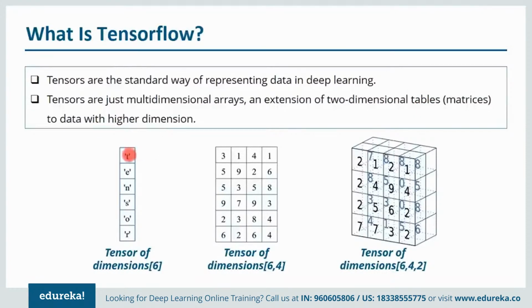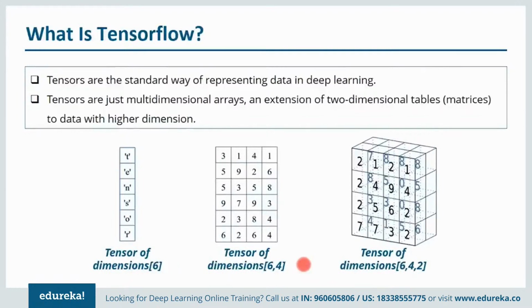Now, let me explain to you with the examples in front of your screen. This particular data is nothing but a tensor of dimension 6, because we have 6 rows and only one single column. Over here we have 4 columns as well as 6 rows, so this becomes a tensor of dimension 6, 4. Similarly over here, we have another dimension, the third dimension, in which we have 2 values. So we consider this as a tensor of dimension 6, 4 and 2. So this is nothing but a way of representing data in TensorFlow.